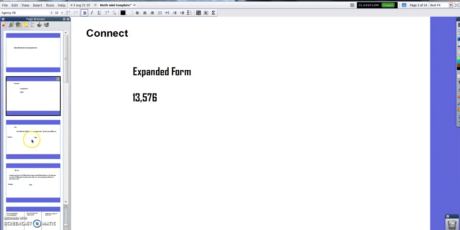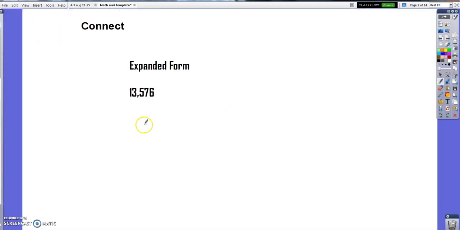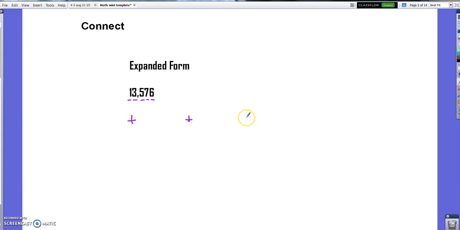Alright, so before we add using expanded form, let me give you a quick reminder of what standard form is before I tell you why it's such a great strategy for adding numbers. So expanded form is another way to write a number. And what we do is we take each digit in the number. This number has 5 digits in it. And we write it out as a sum of the value of each digit. So remember, a sum means we're going to be adding things. Sum.